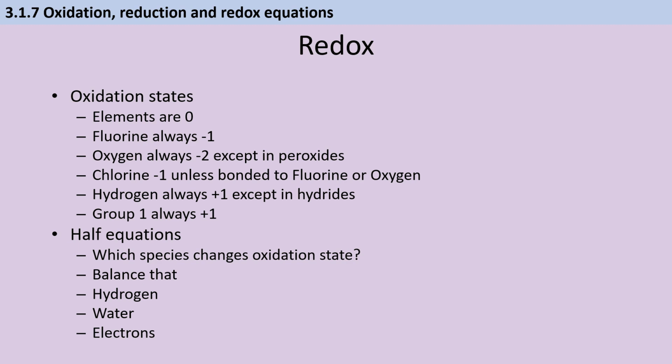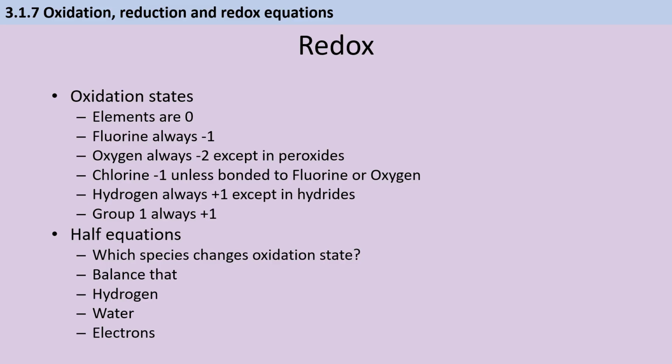Chlorine has an oxidation state of -1 unless it's bonded to something more electronegative, in which case that rule takes precedence. Hydrogen is +1 unless it's in a metal hydride, in which case it's -1, and group 1 metals are always +1. Unlike in a symbol equation or an ionic equation, for a half equation we're only interested in one particular element, although we are going to have to include hydrogen and oxygen to make it work out.